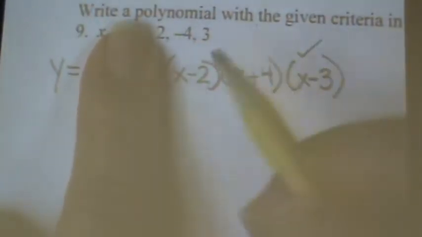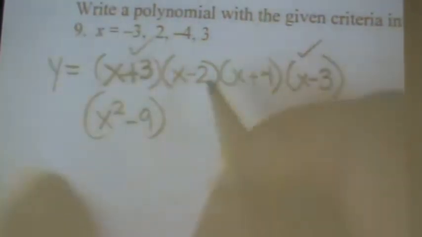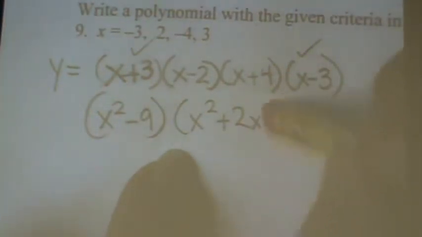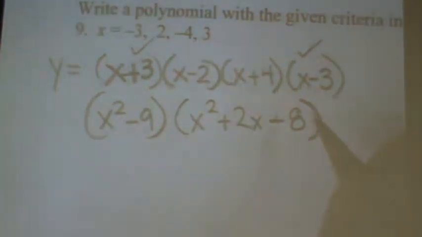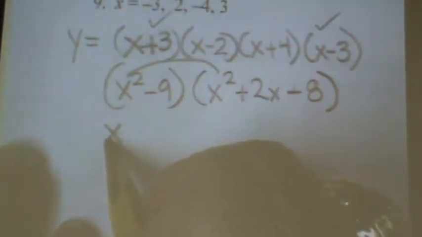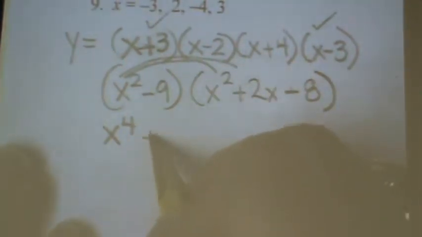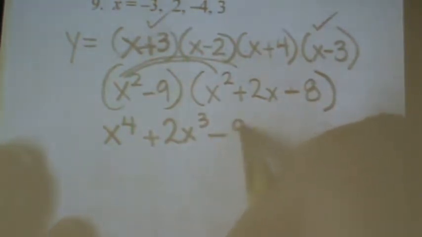Now, can you multiply those two in your head? You should be able to. X times x is x squared. 4x minus 2x is what? 2x. And then what's negative 2 times 4? Negative 8. Okay, now this is the part you gotta watch. Now we have to FOIL. X squared times x squared is x to the 4. X squared times 2x is 2x cubed. And x squared times negative 8 is negative 8x squared.